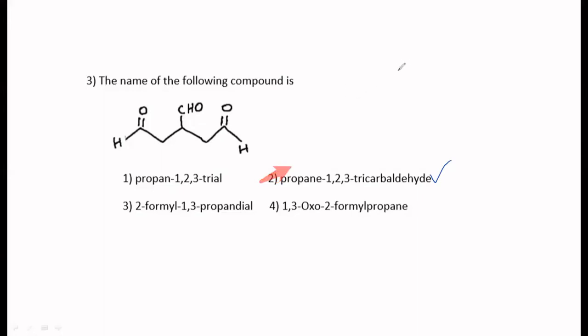Similarly, they will ask you this one also with COOH group. COOH, CH2COOH, CH2, then COOH. In this case also you can't give importance to all the three. So there also you are going to write it as tricarboxylic acid. Okay, so that is correct. So option 2. Okay, fine. Most of you must have got this. Correct? Any doubt?